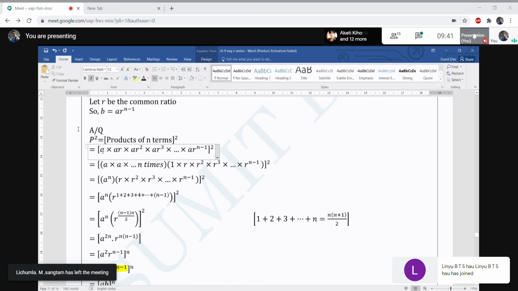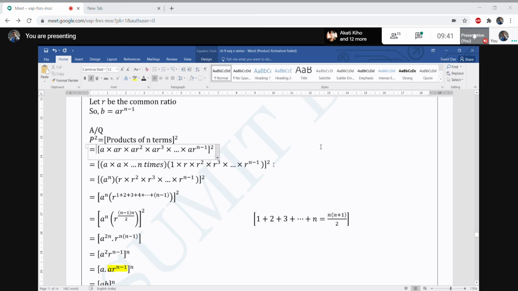If you take A common, it is 1 multiplied by R, R square, R cube and up to R to the power n minus 1, right? So the powers will be added, all the bases are the same. And look here, A is multiplied n times, so we got A to the power n. And here we are getting R to the power 1 plus 2 plus 3 up to n minus 1. That is the AP formula actually.